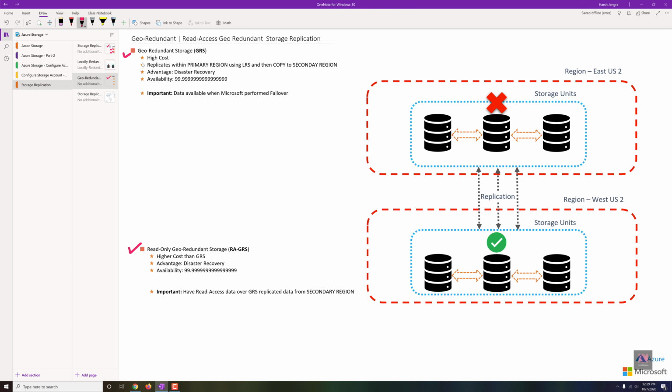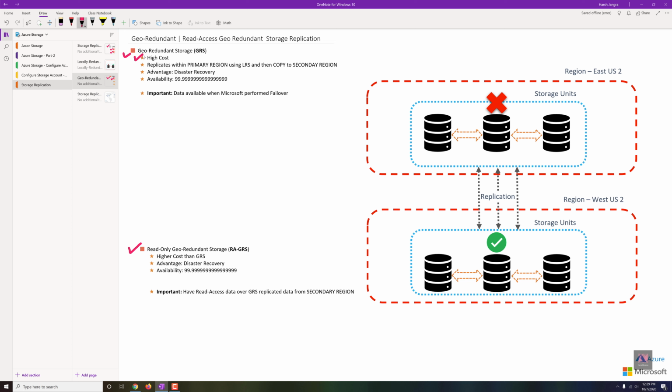So first, let's start with GeoRedundant storage. Guys, first of all, it has a higher cost than ZRS and LRS. Obviously, yes. Why? Because it copies your data from one region to another region, for example, from a primary region to a secondary region. So the overall advantage is that if the whole region is down, the recovery option is still available for you.